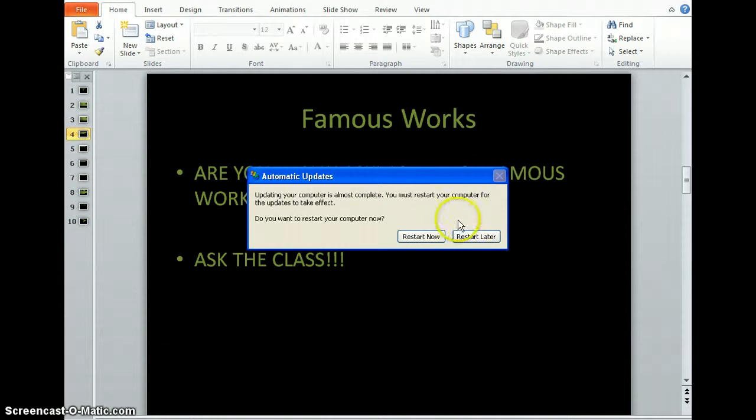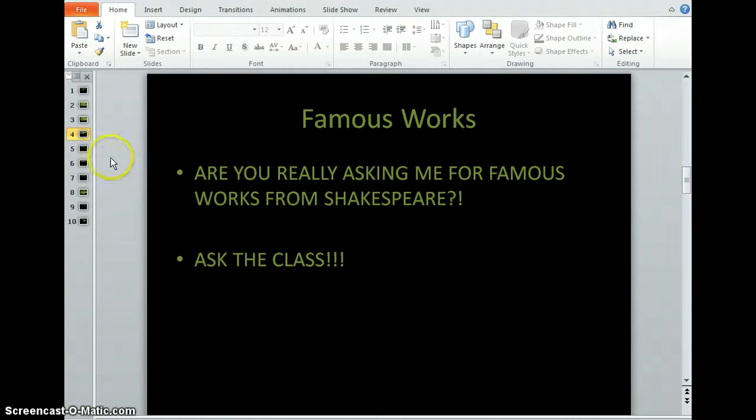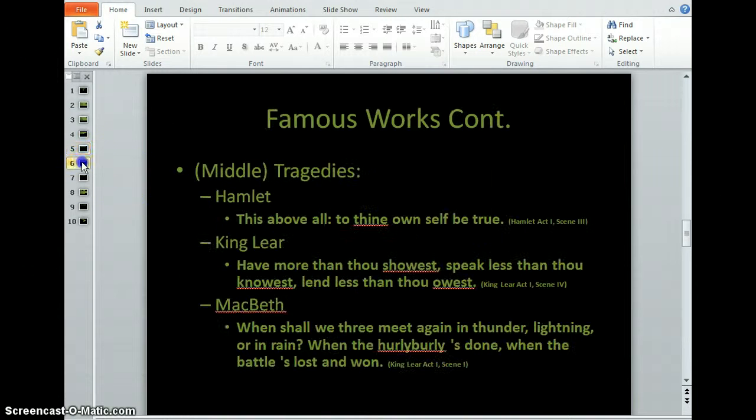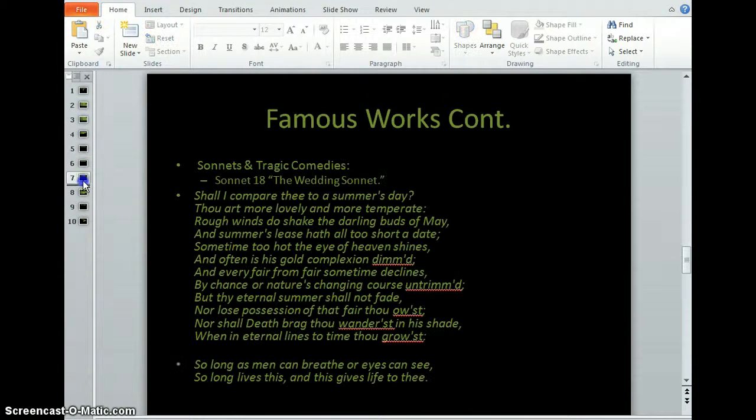Famous works. Sorry about that. He makes a joke of it. You don't need to be entertaining in these slides, but he does go through and list the important works of Shakespeare, dividing them up into categories, his different periods, comedies, histories, those kinds of things. So he has several slides about that, and that makes sense because Shakespeare was a prolific writer. He even goes into some of the sonnets that he wrote.